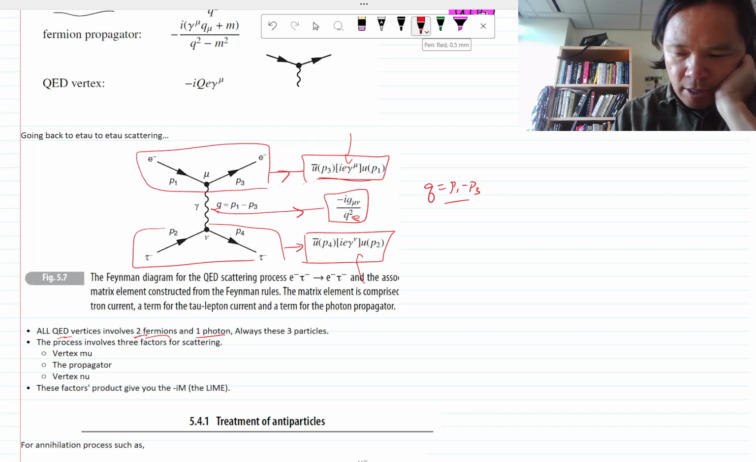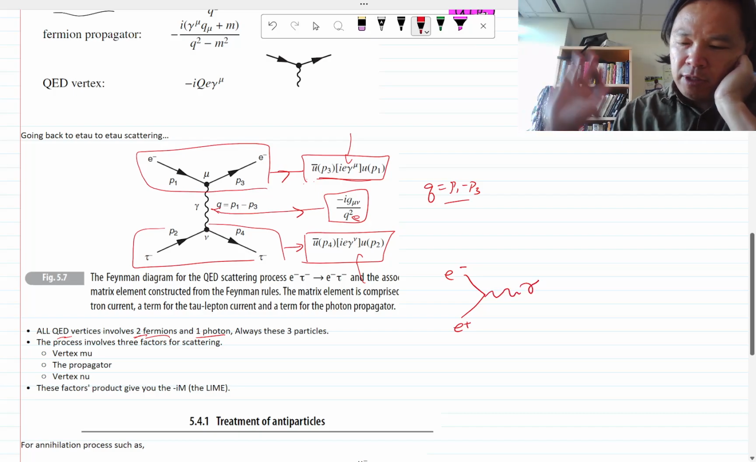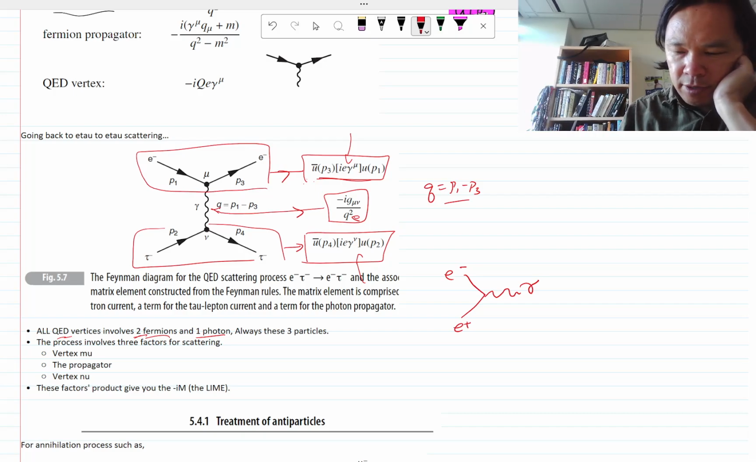Even if we have an annihilation, let's say an e+ e- annihilation, which is what we're going to see next, and this photon just kind of spits out, you have a photon in the final state. This is 2 fermions, 1 photon.